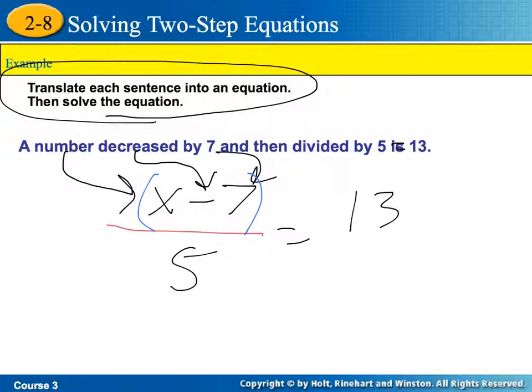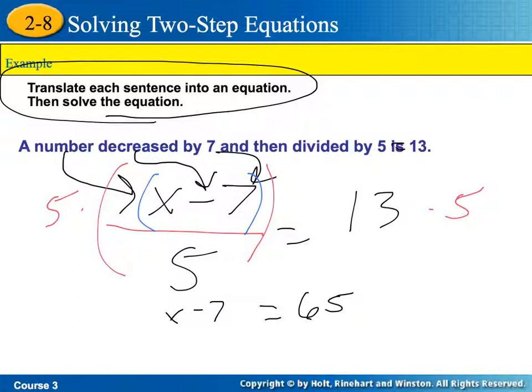How do you go through this problem? Multiply first. Our answer is x minus 7 is equal to what? 65. Okay, how do you get rid of that 7? Think about that. Add 7. X is equal to what? 65 plus 7? 72. Okay, it all starts with this very first problem.